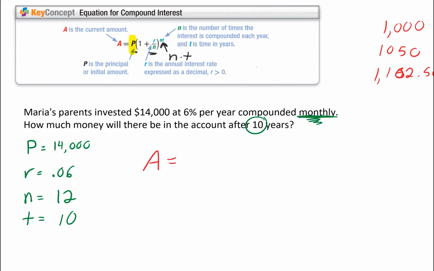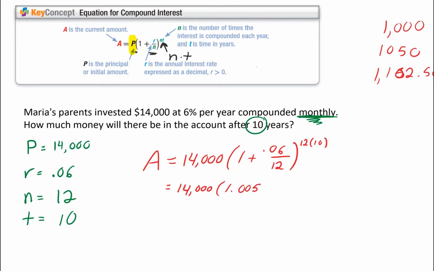So A, that current amount, how much after 10 years, is equal to 14,000 times 1 plus our rate divided by 12, the number of times compounded, to the 12 times 10 power. At this point, we've done a lot of the heavy lifting, and now just let your fingers go to work on the calculator, and you get 14,000 times 1.005 to the 120th power.